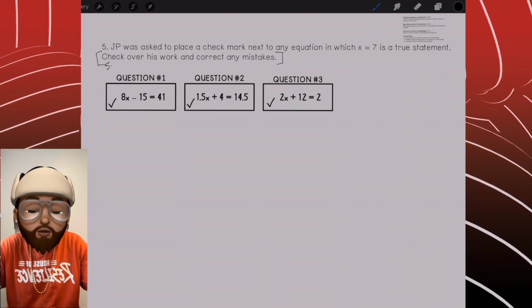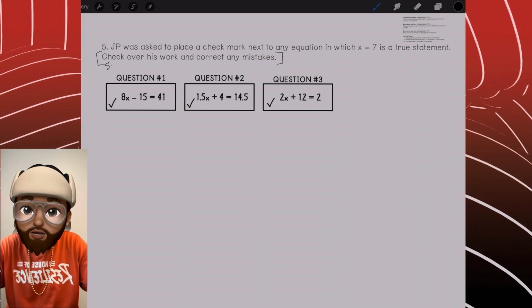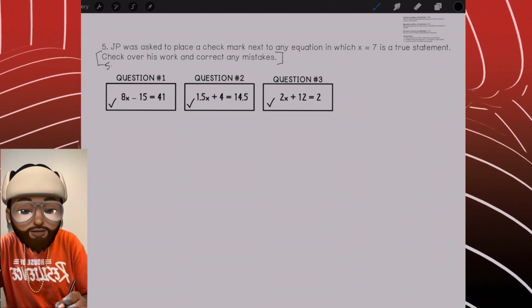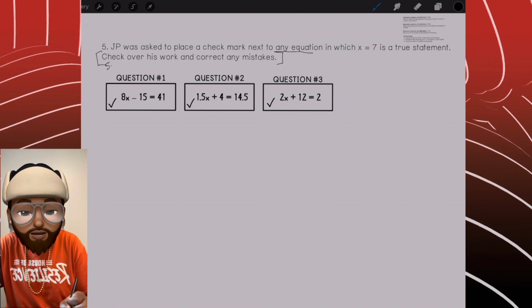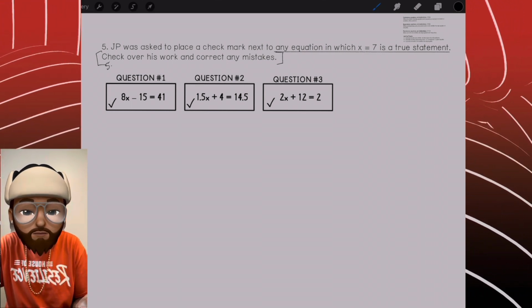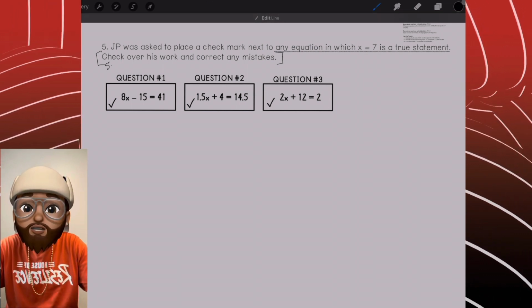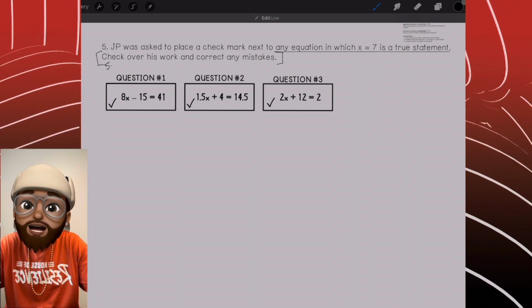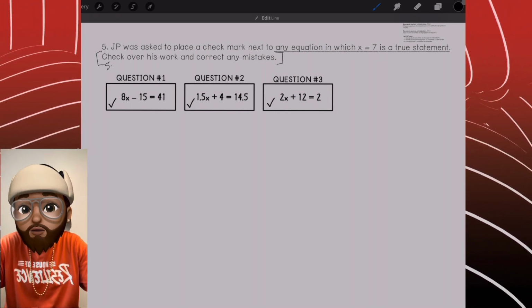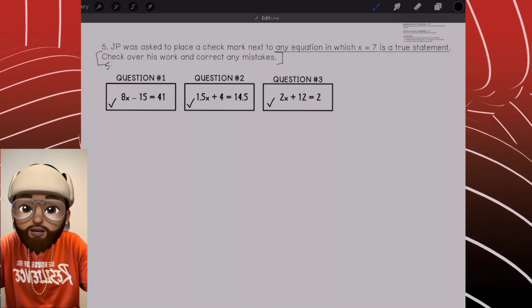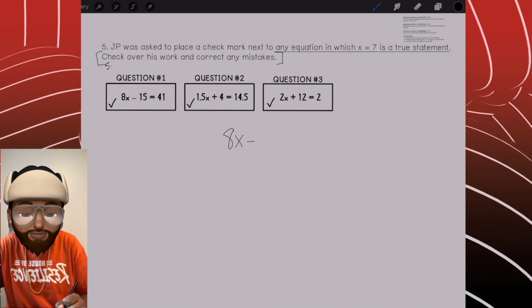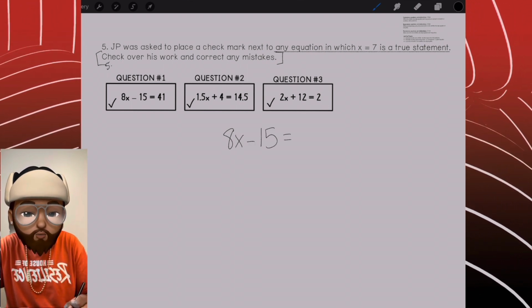All right, so now we need to look at what our equation needs to equal. It says, put a check mark next to any equation in which x equals 7 is a true statement. So we're going to have a check mark next to each one that x equals 7 is true. Let's get started with looking at the first example, which is question number 1. Question number 1 is 8x minus 15 is equal to 41.